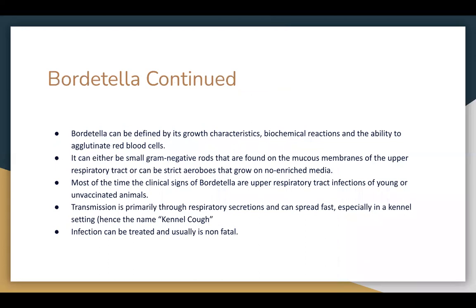Bordetella can be defined by its growth characteristics, biochemical reactions, and the ability to agglutinate red blood cells. It is a small gram-negative rod found in the mucous membranes of the upper respiratory tract, and it is a strict aerobe that grows on non-enriched media. Most of the time, the clinical signs of Bordetella are upper respiratory tract infections of young or unvaccinated animals. Transmission is primarily through respiratory secretions and can spread fast, especially in a kennel setting, hence the name kennel cough. Infection can be treated and is usually non-fatal.